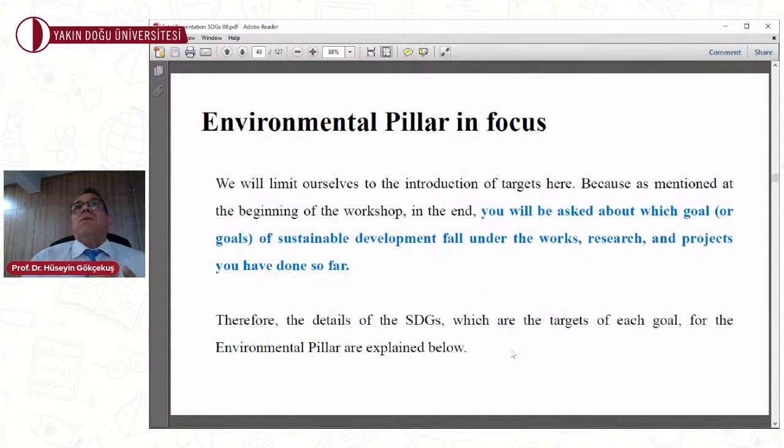We will limit ourselves to the introduction to targets here, because as mentioned at the beginning of the workshop, in the end, you will be asked about which goal or goals of sustainable development fall under the works, research, and projects you have done so far. Therefore, the details of the SDGs, which are the targets of each goal for the environmental pillar, are explained below.